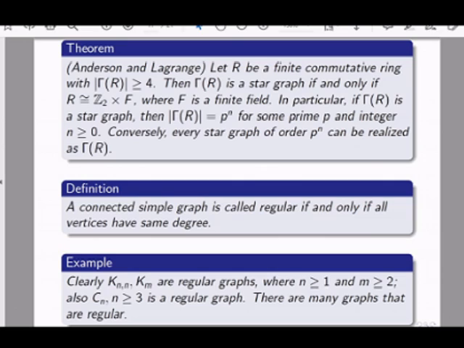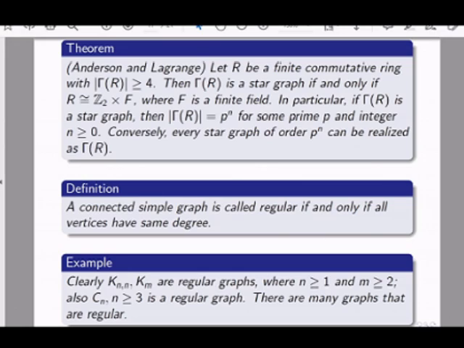And what do you conclude from that? If the zero divisor graph of the ring is a star, then how many vertices are in the zero divisor graph? Remember, the number of vertices will be the number of non-zero zero divisor elements of the ring. It will always be p to the n for some prime p.